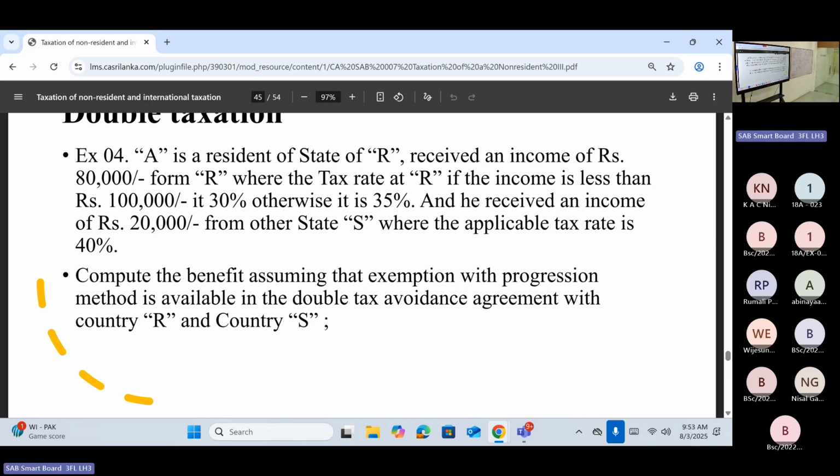So that is exemption with progression. Progression is applicable if the two are in different grades based on some taxable income threshold. They are in the country, he is resident.